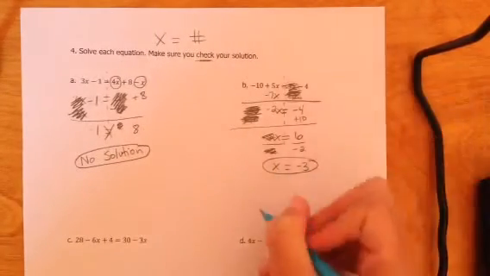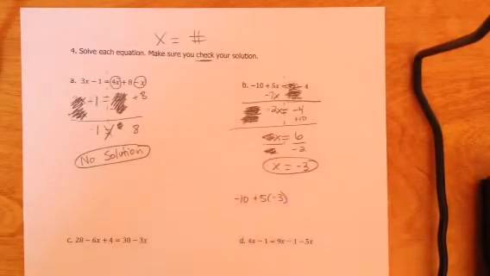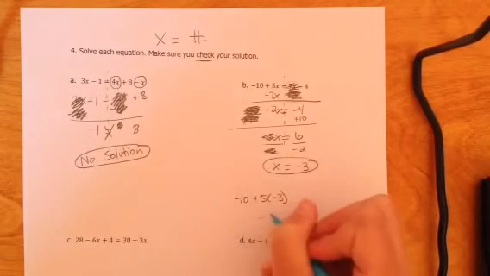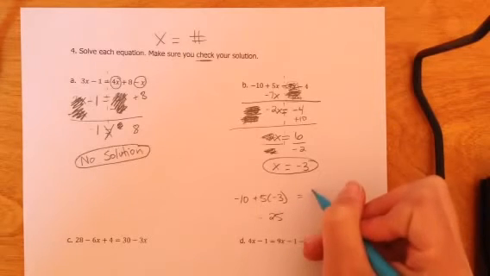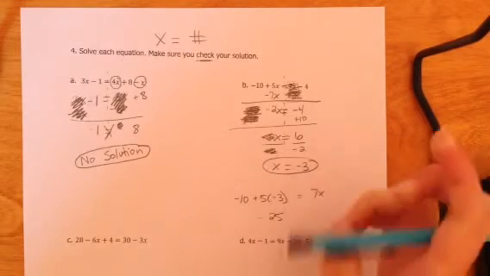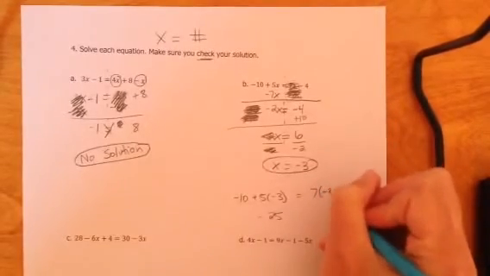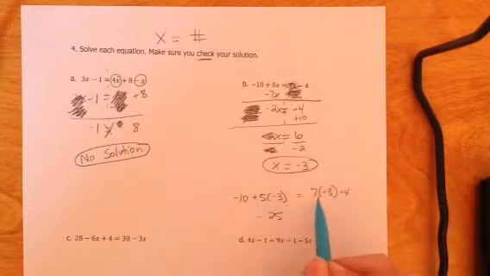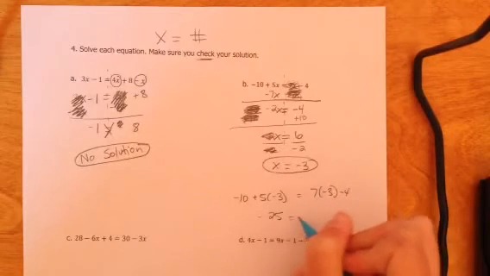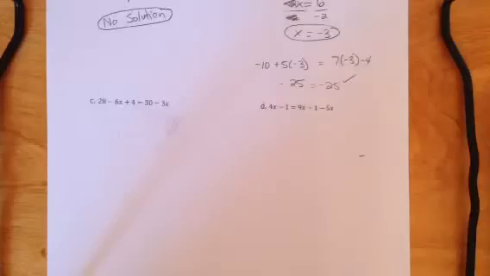So if I plug it in, the left side is going to give me -25. And if I plug it in the right side, which was +7x, we're going to replace x with -3. And then I subtracted 4, so this would give me -21 minus 4, which is also -25. So that's my check. I'm plugging the number back in.